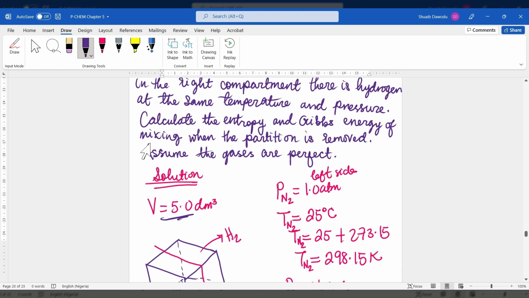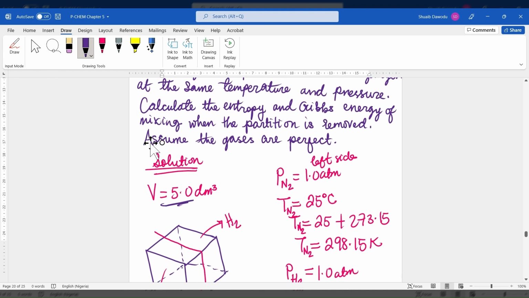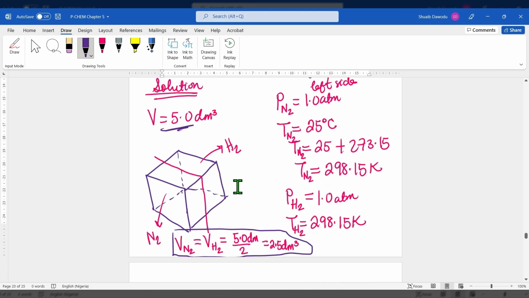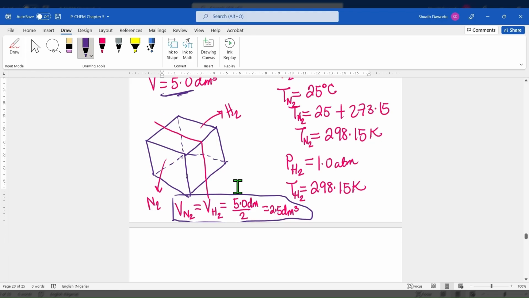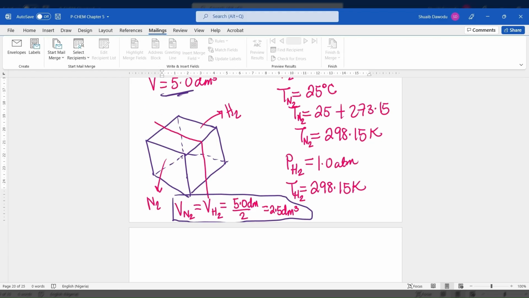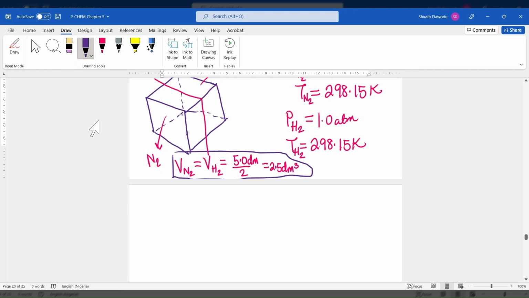Now that I've written all of the parameters, they've told us to calculate the entropy as well as the Gibbs energy of mixing when we remove the partition and allow the nitrogen gas as well as the hydrogen gas to mix. So what is the entropy of mixing? And what is the Gibbs energy of mixing? So this is what we're supposed to solve.